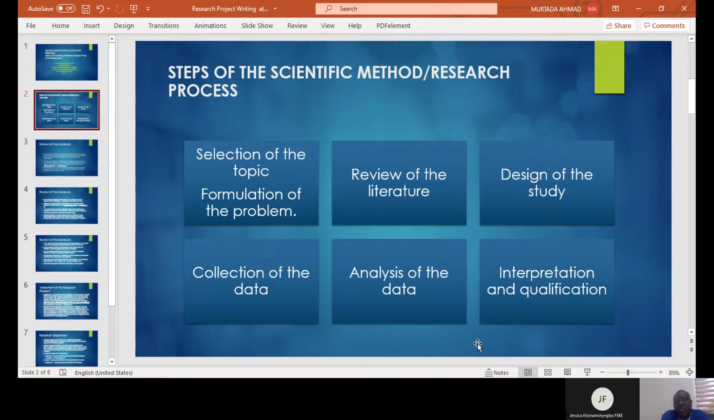And I remember that we mentioned that even though the problem statement is always located in chapter one, the chapter of introduction, which of course contains the background to the study, the statement of the research problem, the research objectives, the research questions, scope of the study, significance of the study, and definitions of terms, it is pertinent to note that it comes from review of the literature.